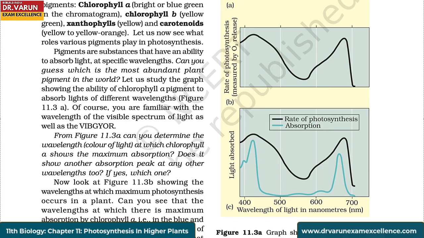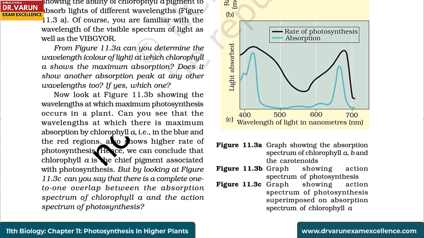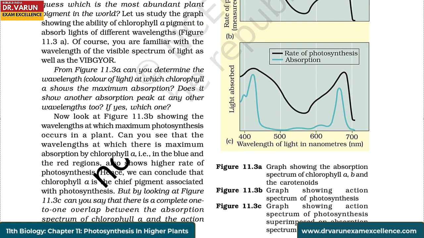From figure 11.3, can you determine the wavelength or color of light at which chlorophyll A shows the maximum absorption? Does it show another absorption peak at any other wavelengths too? If yes, which one? Now look at figure 11.3b showing the wavelength at which maximum photosynthesis occurs in a plant.